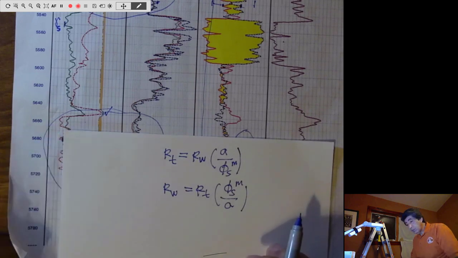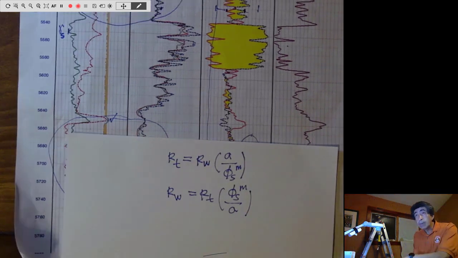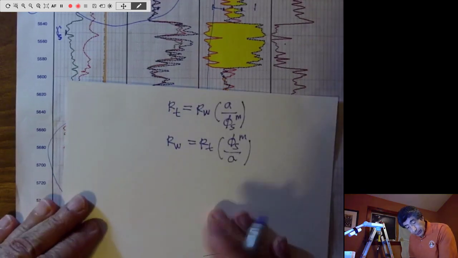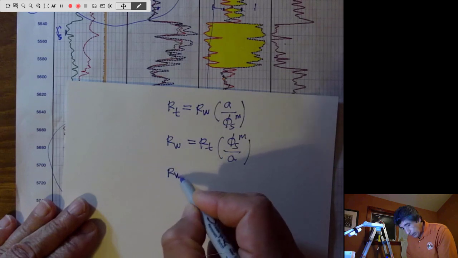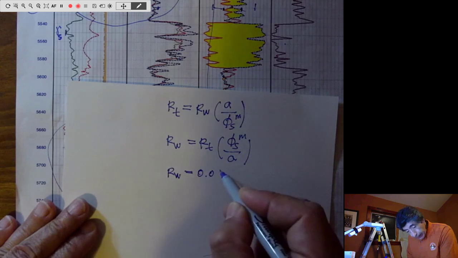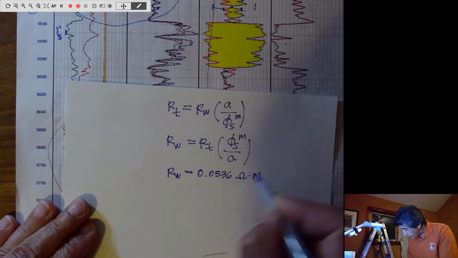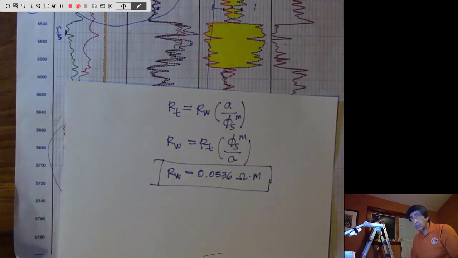And if you apply those equations, you're going to find that RW equals 0.0536 ohm-meters. So now we can take this value to the upper sandstones and proceed with the calculations.